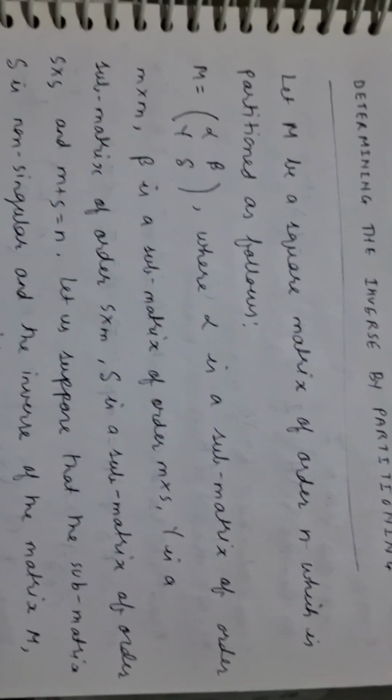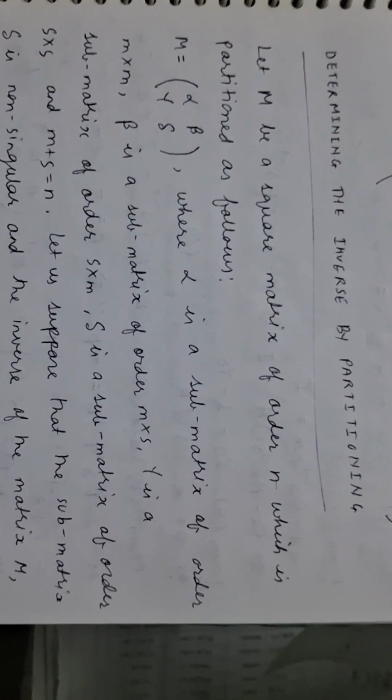So in my previous video I talked about the definition of partition of a matrix. Today we are going to study how to determine the inverse by using that partitioning method that we talked about earlier. Suppose M is any square matrix of order n and it is partitioned as shown over here: alpha, beta, gamma and delta.